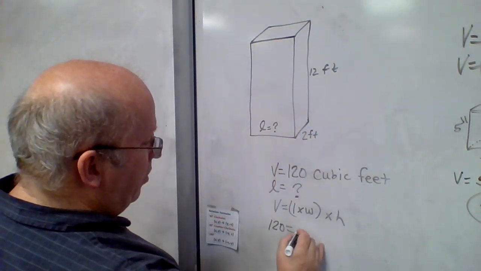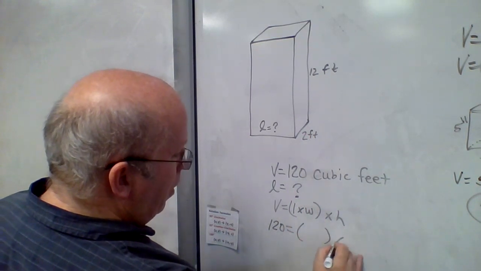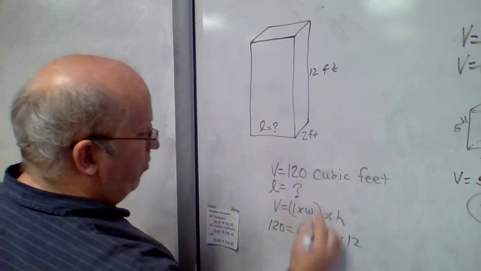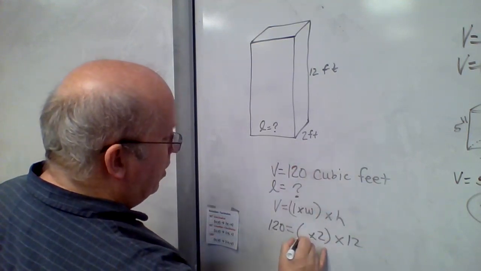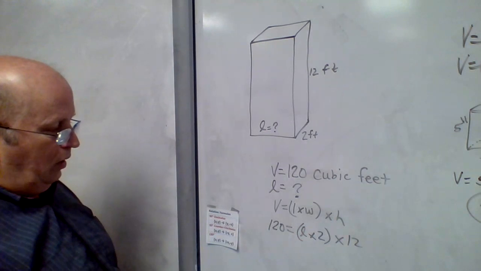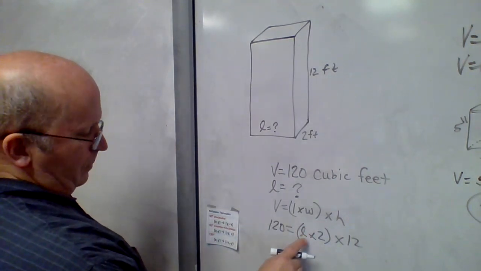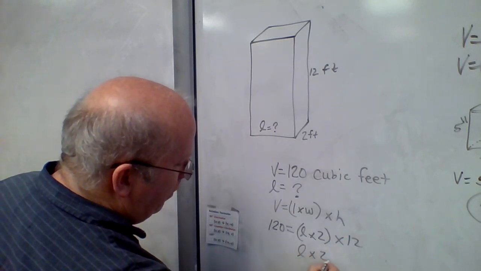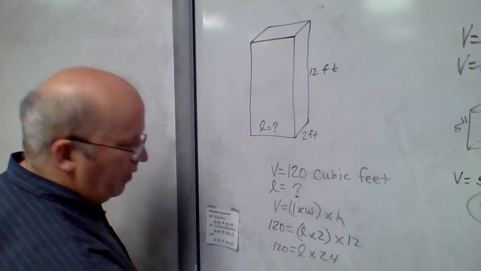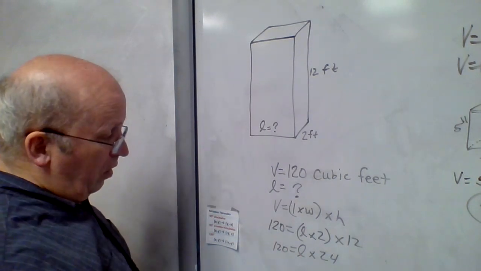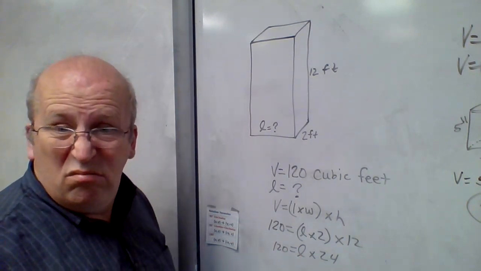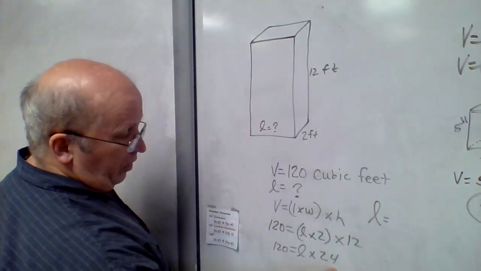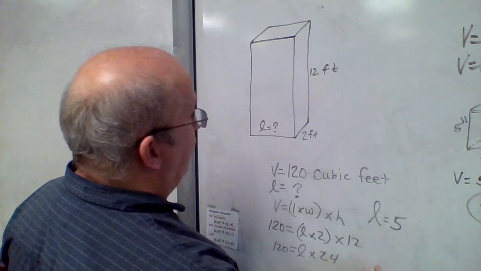I know I've got a height of 12, right? And I'm going to call this 2 my width, and my length is the unknown number. Let's solve for length. Isn't this really the same thing as L times 24? And can't I solve for L by dividing both sides by 24? And if I do that, I get an L value, 120 divided by 24, of 5.